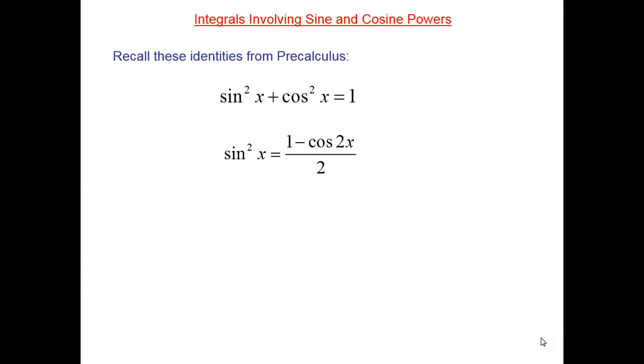The second one you probably haven't seen in a while. This is the power reducing formula for sine. Sine squared x can be expressed as 1 minus cosine 2x all over 2. And the next one we're going to use is the power reducing formula for cosine. Cosine squared x equals 1 plus cosine 2x all over 2.